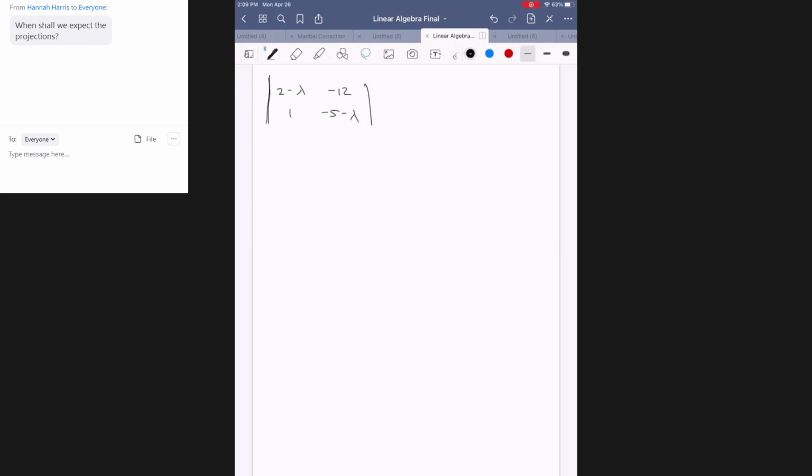Okay, what is this going to equal? Well, it's just going to be equal to (2 minus lambda) times (minus 5 minus lambda) plus 12, right? Now solving this, you can distribute this in, you get minus 10 minus 2 lambda plus 5 lambda plus lambda squared plus 12. So if you simplify everything, that should give me plus 3 lambda, and that should be plus 2. Yes, that should be plus 2.